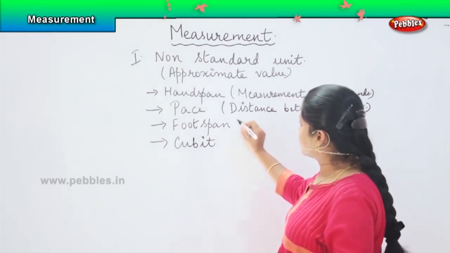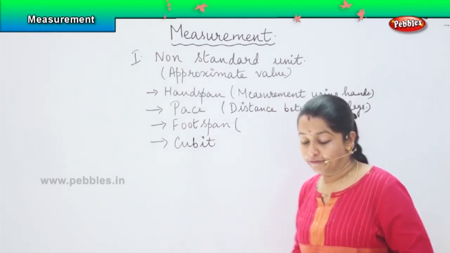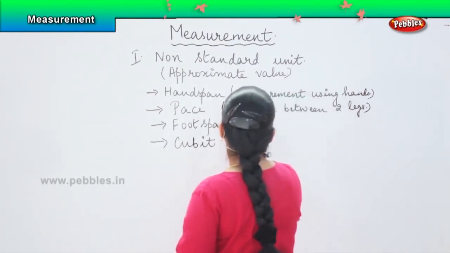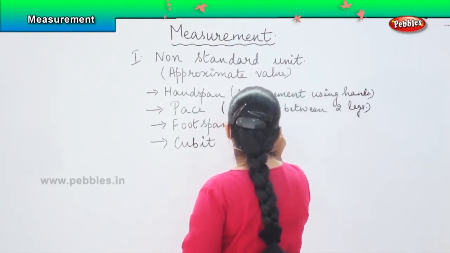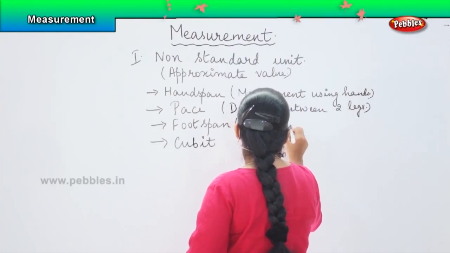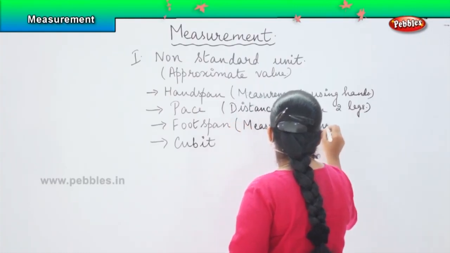Okay. The next one is called the foot span. So foot span is nothing but the same as your handspan, but here instead of your hand you will be using your foot.